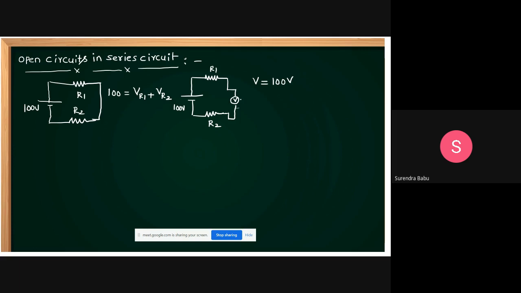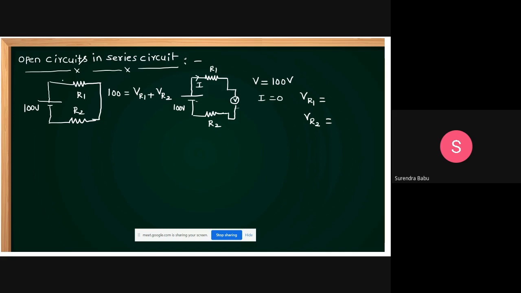Let us assume that the current through the voltmeter is negligible. With that assumption, let the current through this be I. Once it is open circuited, I equals 0. Even though a voltmeter is there, because of infinite resistance, no current flows, but the voltage exists. What is the voltage measured by this voltmeter? 100 volts, friends. What is I? 0. If I is 0, what is VR1? What is VR2?